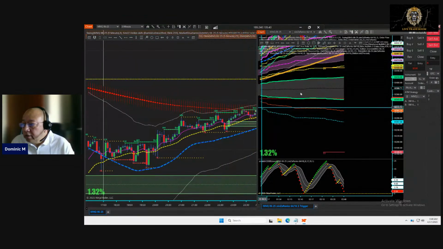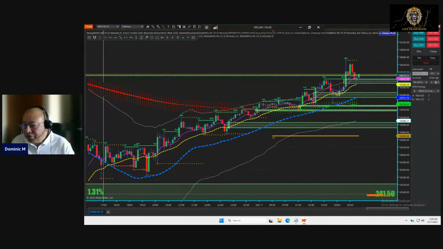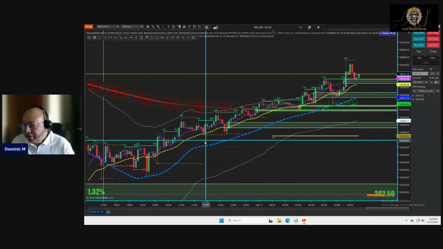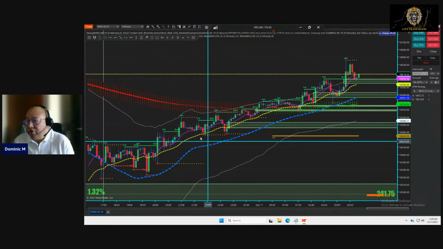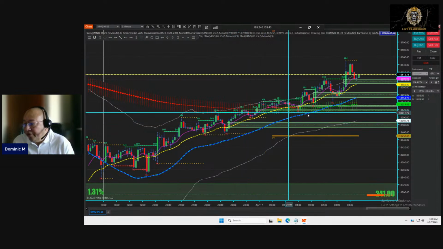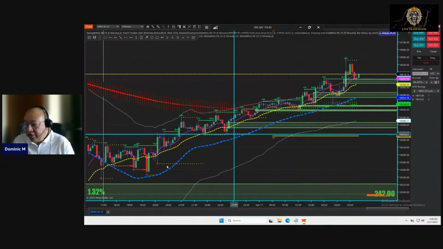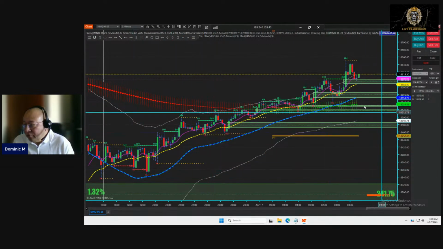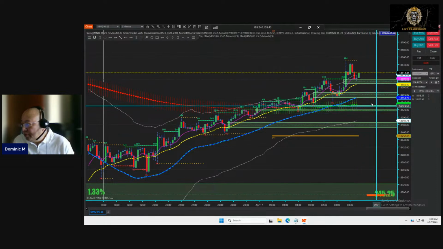So looking at the 5 minute, you can see we're steadily going up. It's not even touching the mid band here. This is a 5 minute chart. It's basically bouncing off the 21 EMA on the 5 minute. So you actually see we're having an uptrend.